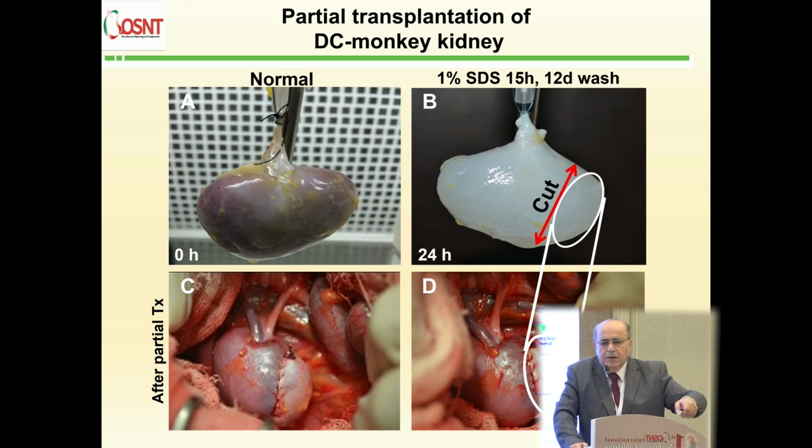This is a very interesting way, which is partial transplantation. This is the last part of my talk, partial transplantation. As you can see here, the kidney from monkey, we decellularize this kidney, so it becomes quite white. And then we cut part of it, and we transplanted it into another animal with kidney disease. We call it partial transplantation.